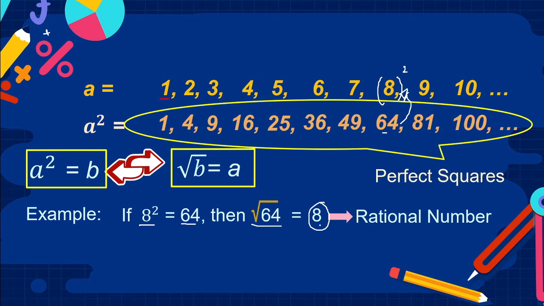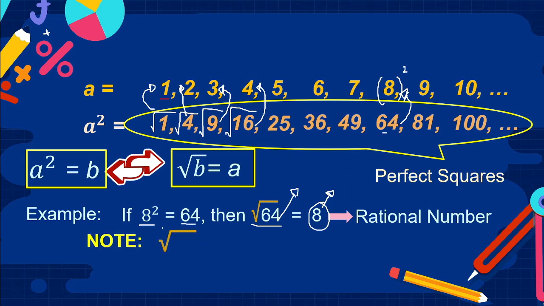So bakit siya tinawag na perfect square ang 64? Because ang square root niya ay isang whole number, wala siyang decimal. At the same time, it is a rational number. So pag kinuha natin ang square root ng 1, the answer is 1. Square root ng 4, the answer is 2. Square root ng 9, the answer is 3. Square root ng 16? The answer is 4. Okay? So, kaya siya tinatawag na perfect squares.